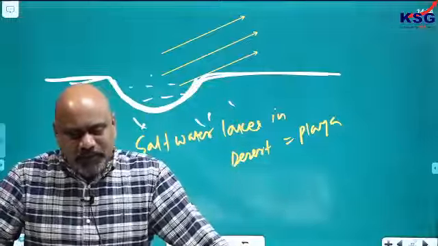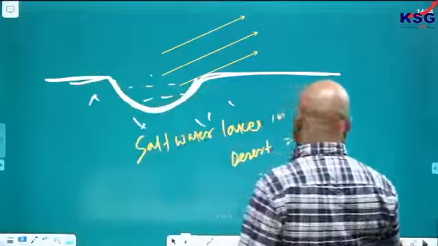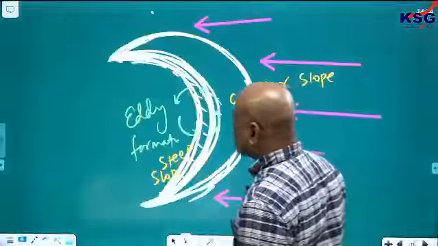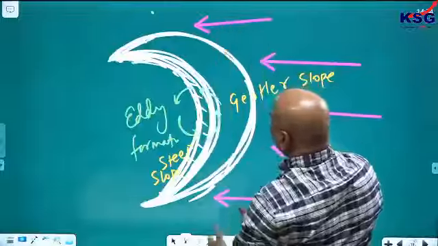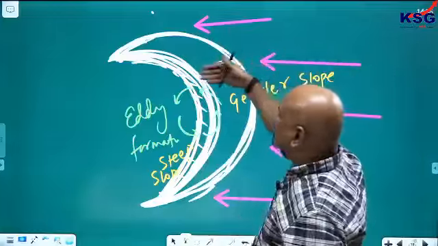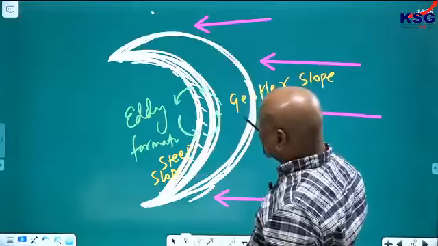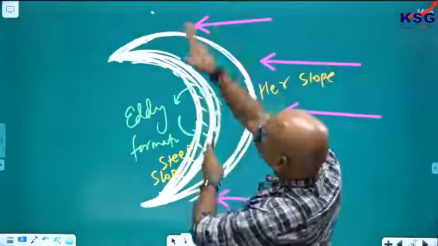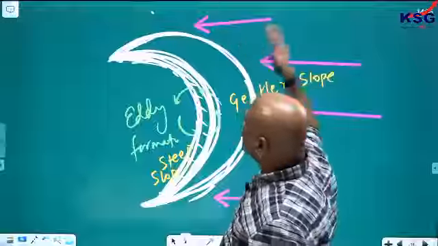Sir, please repeat the formation once again. Okay, no problem. Just give me one minute. Just see this. If the wind direction is like this, this was like a longitudinal dune, but the direction was like this. Due to modification, this part got modified more than the middle part. The wind climbs the sand here and moves above, bouncing over.